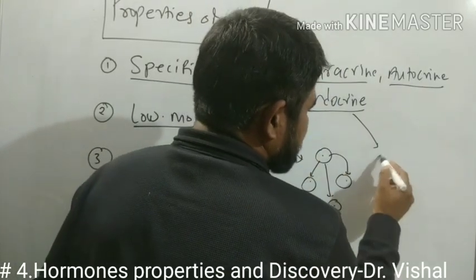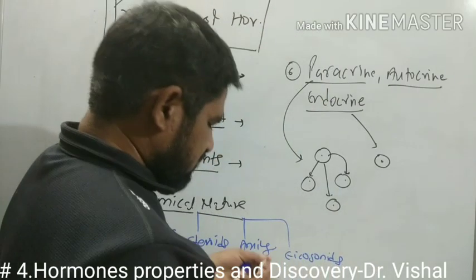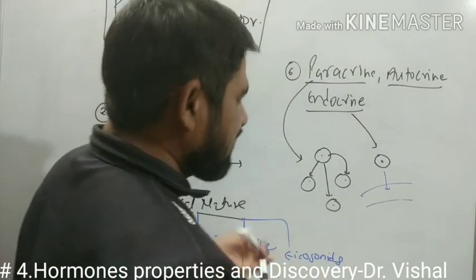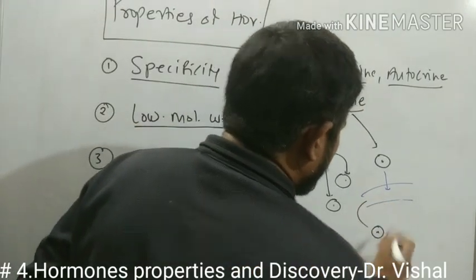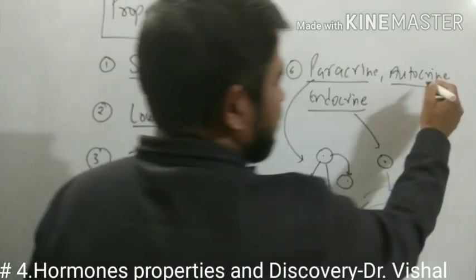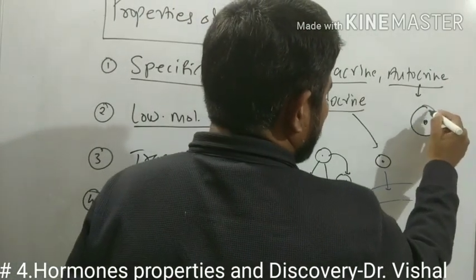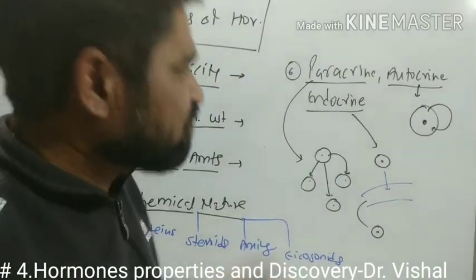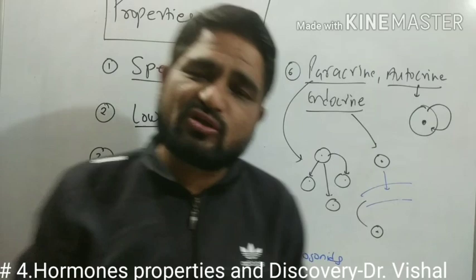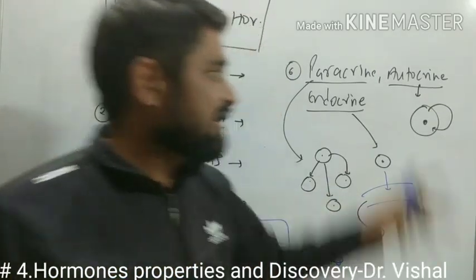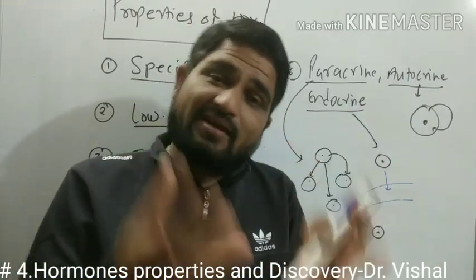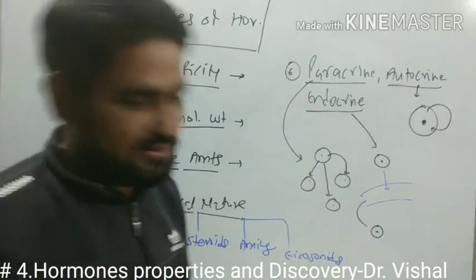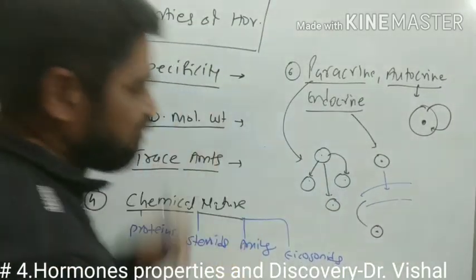When they control an organ which is at a distance, the hormone passes through the blood and then controls another cell or organ. These hormones are endocrines. And when they are produced by the same cell and control the same cell, these hormones are called autocrines. So these properties are important. Paracrines are those hormones that control the nearby cells. Some hormones are called autocrine or intracrine also because they control the same cell, and some hormones are called endocrines, right? A large number of hormones are endocrines. This is the most important property.